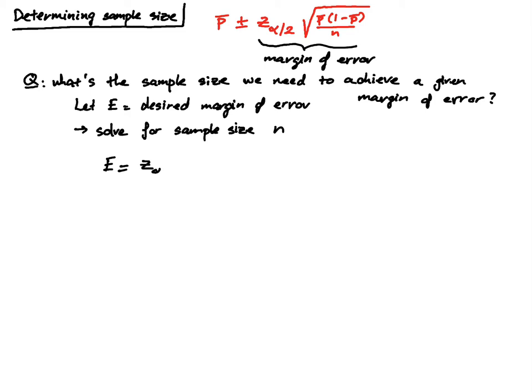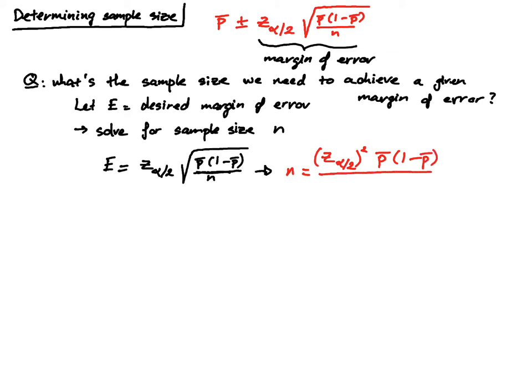So E equals z sub alpha over 2 times the square root of p bar times 1 minus p bar divided by n. Now if you solve this equation for n, you're going to come up with n equals z sub alpha over 2 all squared times p bar times 1 minus p bar divided by E squared.